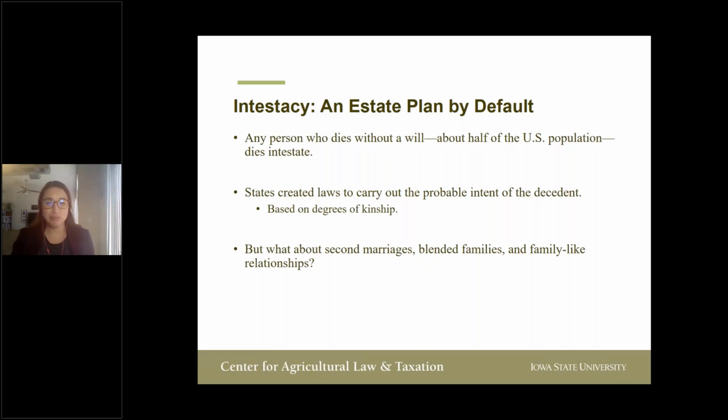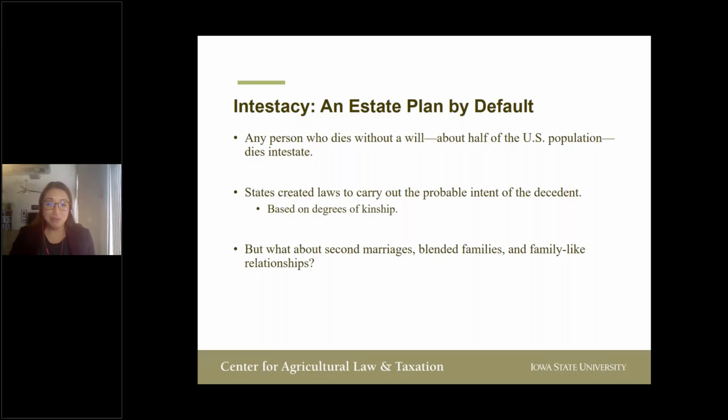For example, in Iowa, if you're married and you die intestate, everything goes to your spouse. If you are not married but you have kids, everything will go to your kids. It starts closer, and eventually it goes further up to parents, siblings, grandparents, aunts and uncles. And if the court can't locate any family, the assets will eventually what's called escheat to the state. So the state will become the beneficiary if there's nobody else.